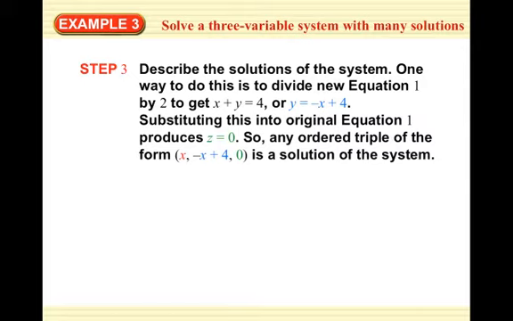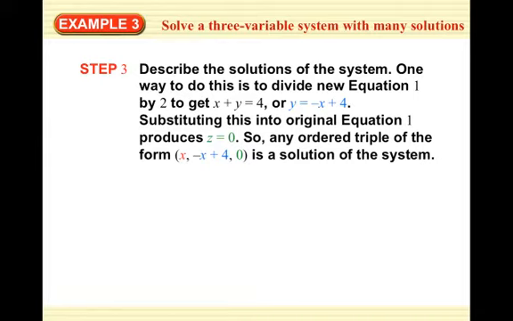One way to do this is to divide the new equation by 2 to get x plus y equals 4, because we originally had 2x plus 2y equals 8. So we divide everything by 2, you get x plus y equals 4, and then just solve for y. And so you get y equals -x plus 4. So we're going to let x be x, and y will be -x plus 4.